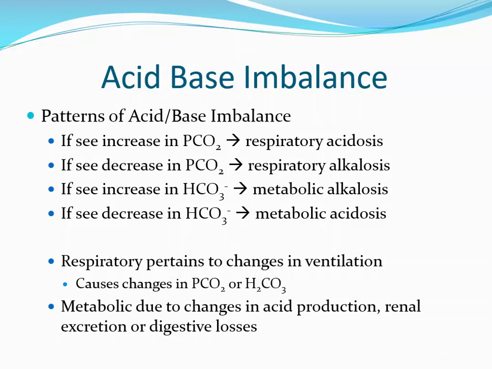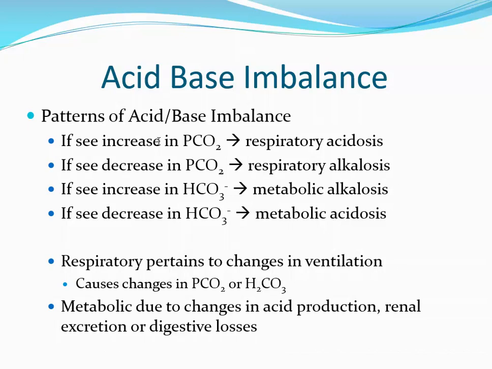Then you need to determine if it is a respiratory or a metabolic condition. Use these guidelines. If you see an increase in the PCO2, and the key is increase in concentration greater than 45, this represents respiratory acidosis, regardless of what the other numbers are. If the CO2 is greater than 45, it is respiratory acidosis. If you see a decrease in the partial pressure of CO2 below 35, this would indicate respiratory alkalosis, again, regardless of what the others are.